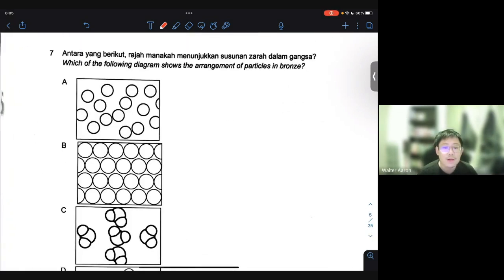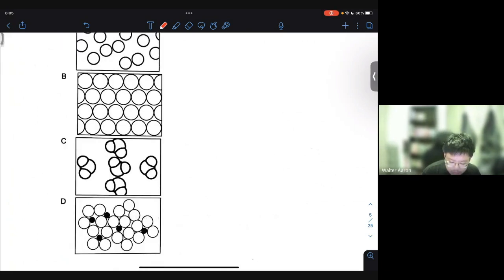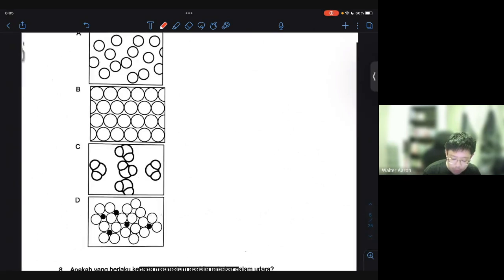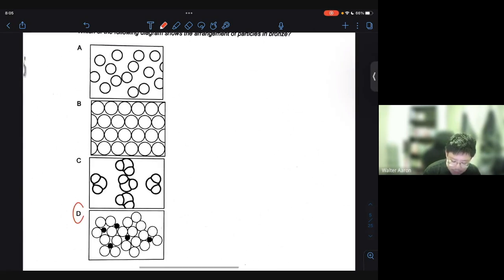Number 7, which of the following diagrams shows the arrangement of particles in bronze? So bronze is an alloy. Which of the following diagrams shows you an alloy? The answer is D, because it has a foreign particle inside, which disrupts the regular arrangement. So the best answer here shows there's a foreign atom inside, which disrupts the regular pattern of the metal arrangement. So this is it.